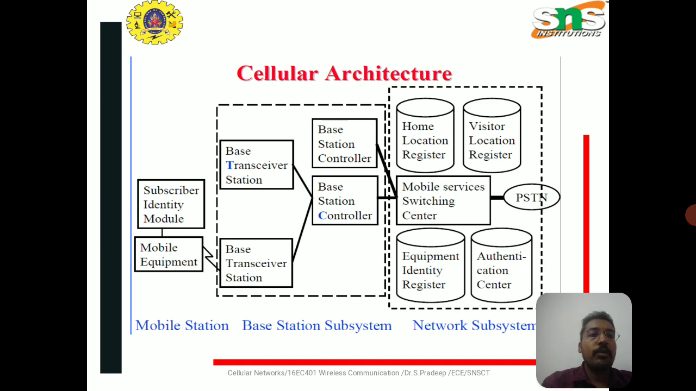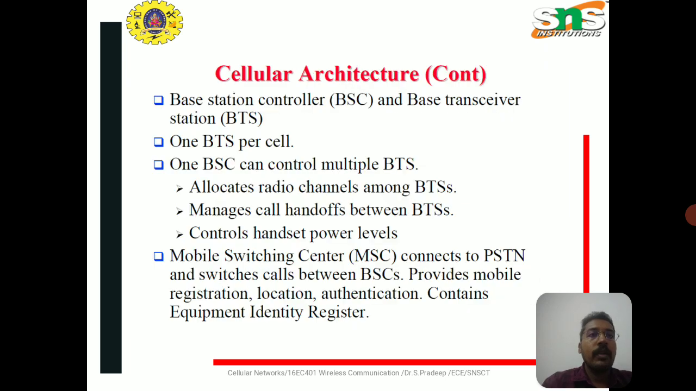It is subdivided into the mobile station, base station subsystem, and network subsystem. The base station subsystem has the base station controller and base transceiver station. One base transceiver station is allocated per cell. One base station controller can control multiple BTS. It allocates radio channels among BTS, manages call handoffs between BTS and controls handset power levels.